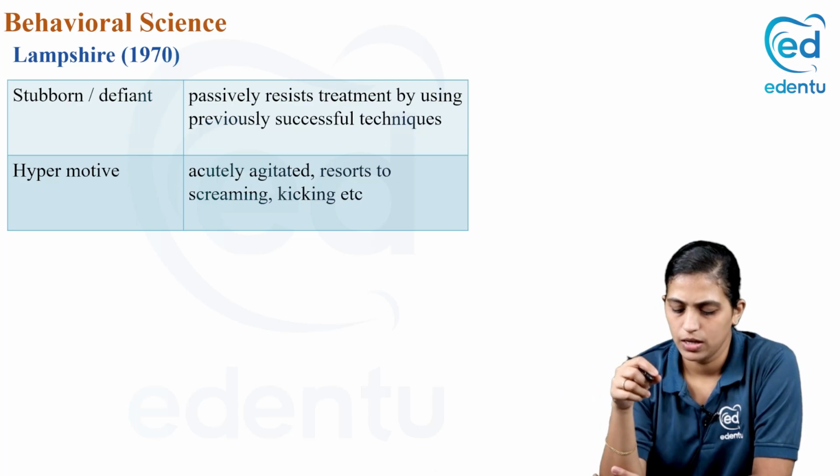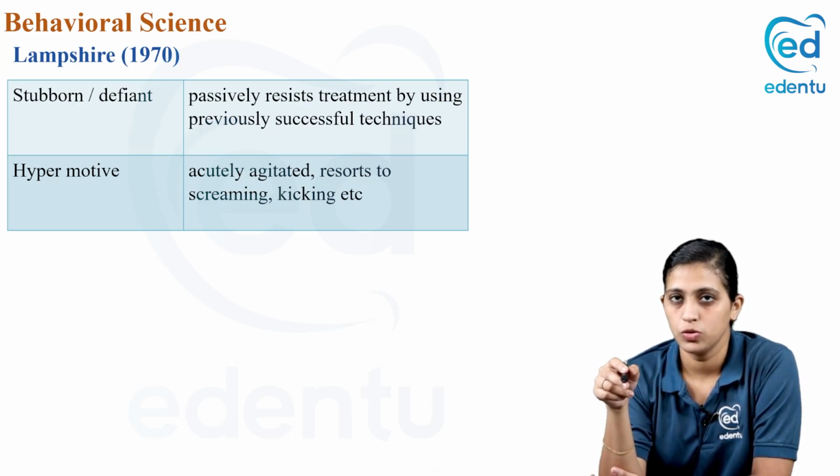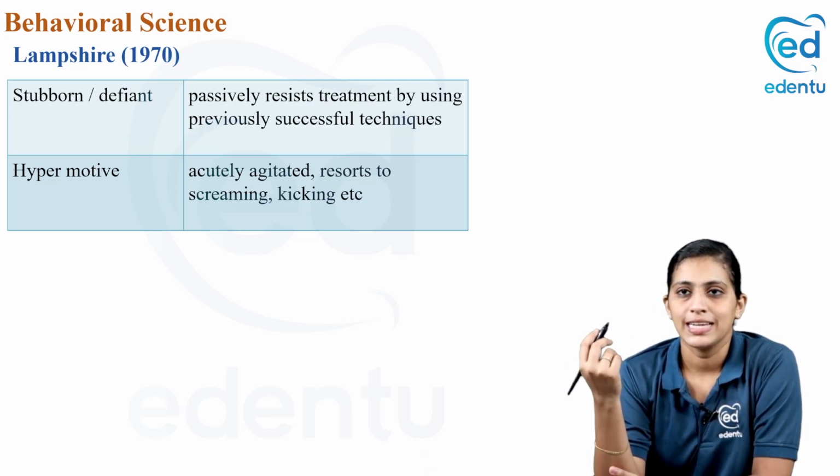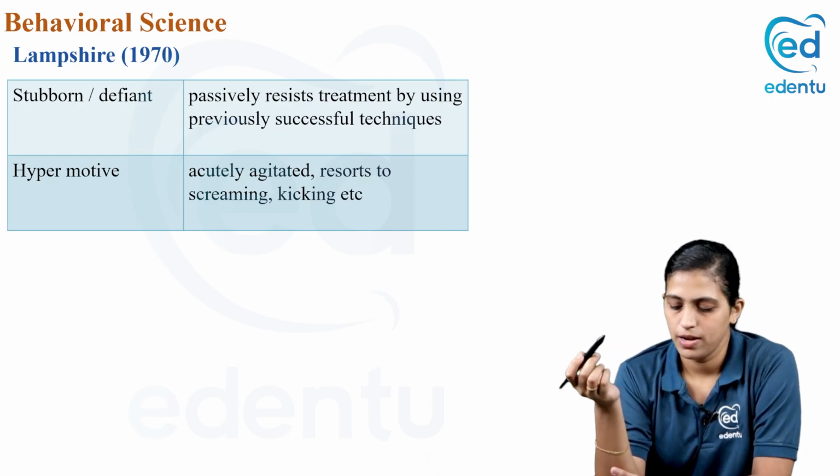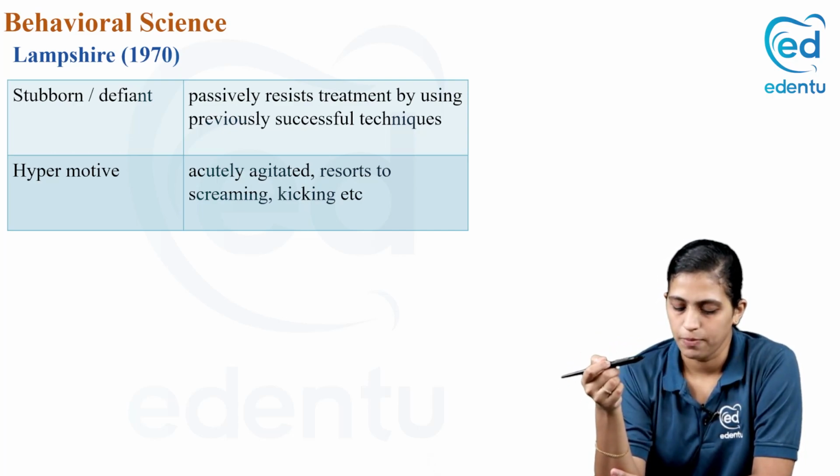Children who show this type of behavior would have had experiences where they have been able to avoid the dental treatment by doing different behaviors. So they know which behavior will help them escape the dental treatment and they will keep doing that type of behavior.